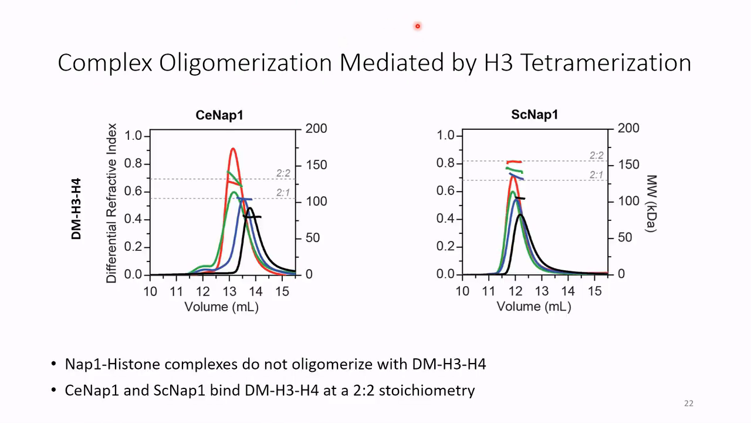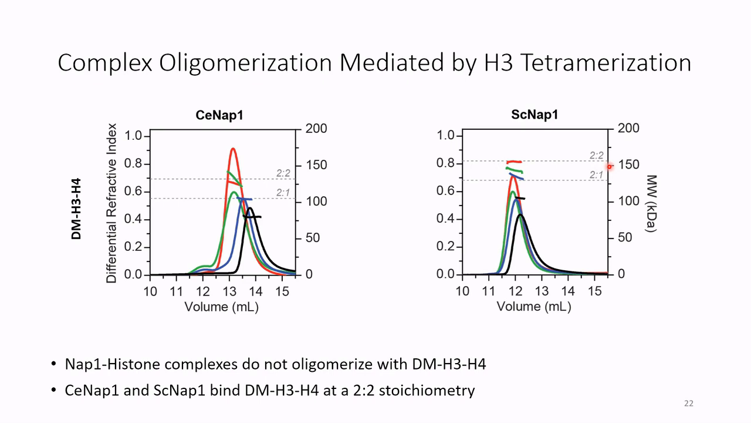So our prediction turned out to be true. The complex of Nap1 and H3H4 oligomerizes because of the H3 tetramerization. Here is the SEC-MALS data to show you. We see that when we titrate our DMH3H4 to our worm or yeast Nap1, initially we get a 2-to-1 complex, but upon further titration the complex approaches a 2-to-2 stoichiometry for both these Nap proteins. Both of them form a 2-to-2 stoichiometry.